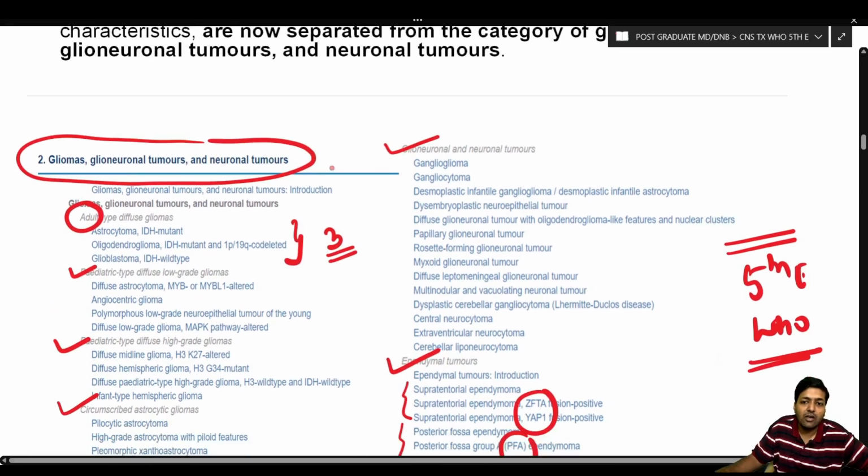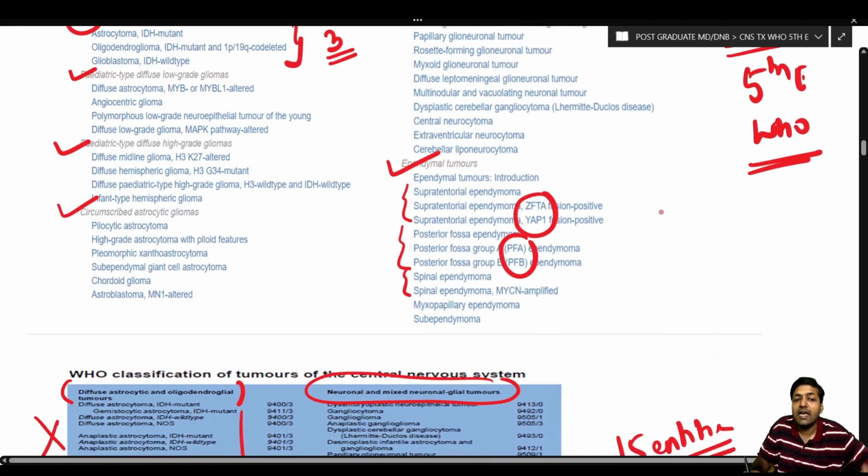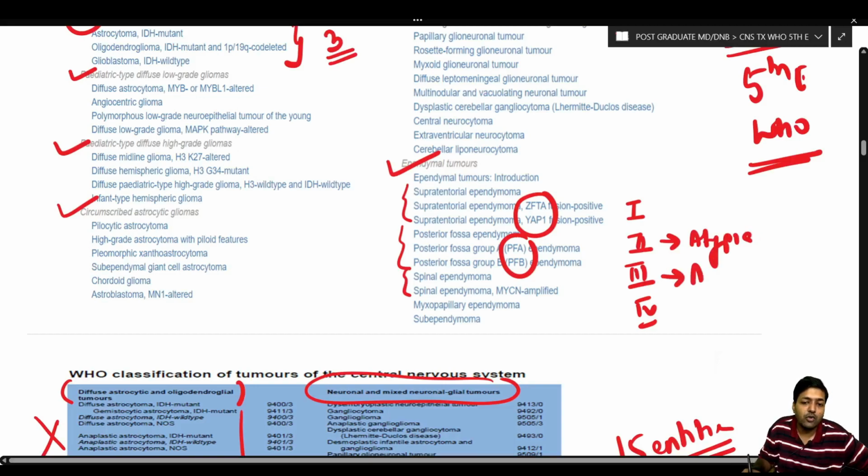Why is this change? Now we are going to revise one important thing. As you remember, in the previous edition, the grading was done like this. There was a 3-tiered grading system, wherein grade 2 tumors, so any tumor that was showing any kind of atypia, were said to be grade 2. Any tumor showing anaplasia along with increased mitotic activity was graded as grade 3, and any tumor basically showing microvascular proliferation along with necrosis was termed grade 4.